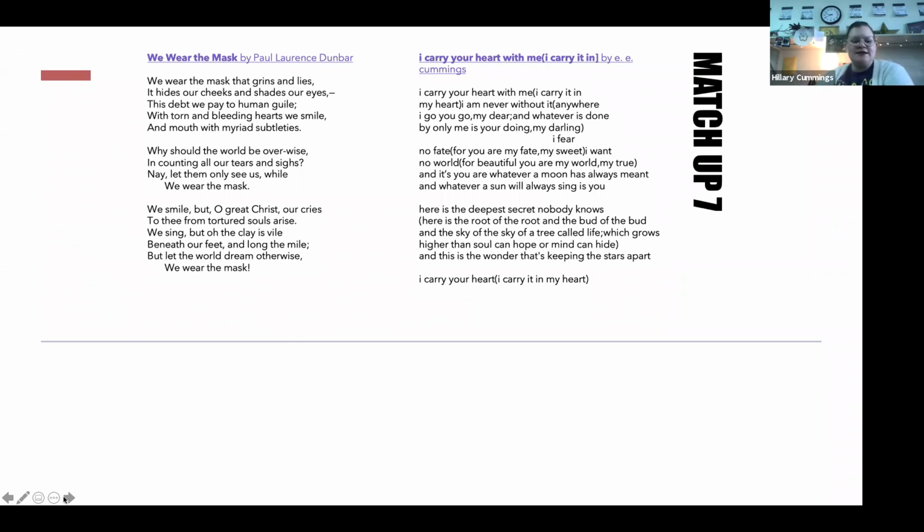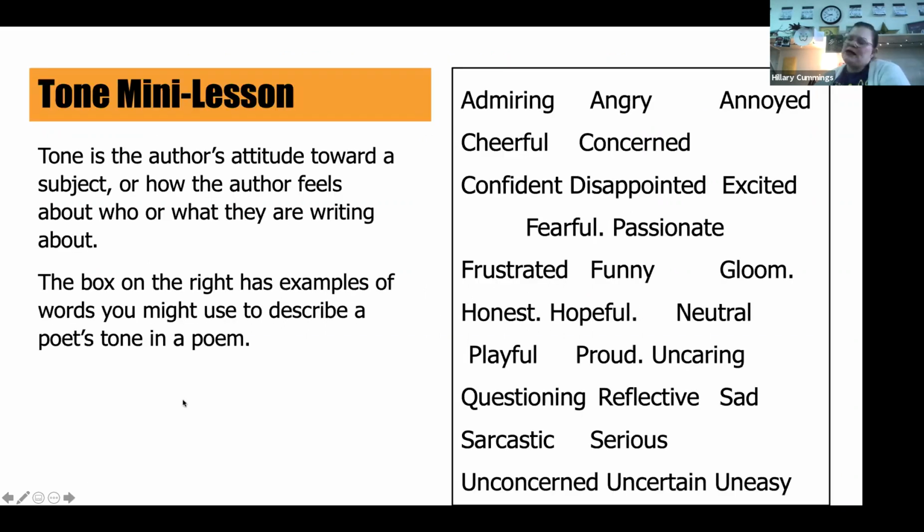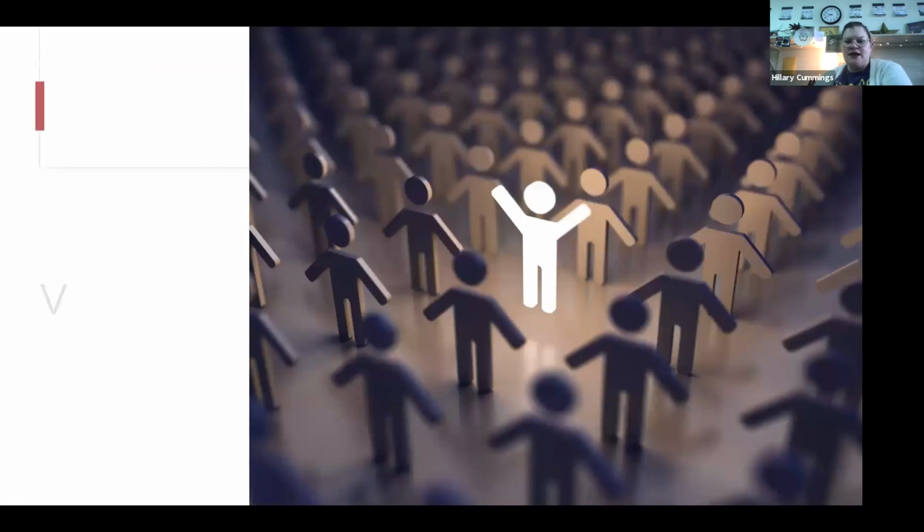So let's take a second to look at some tone words and think about the tone between the two poems. And then let's go ahead and vote. You may pause this if you need to vote and then to write your tone word.